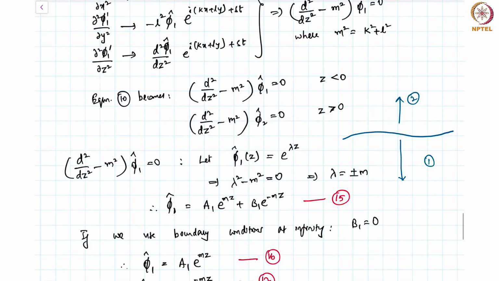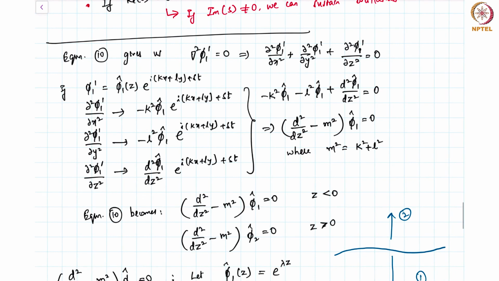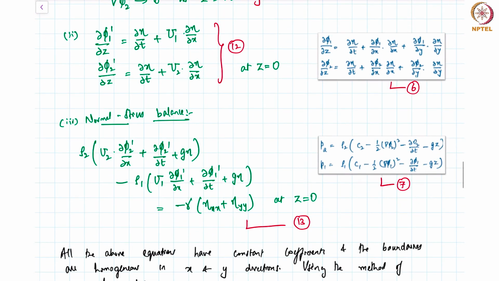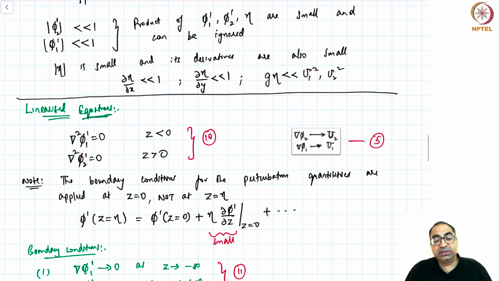And if I look at equation number 13, I can simply substitute phi1 hat and phi2 hat into this equation and the expression for eta and derive the dispersion relation. So let me quickly summarize what we have seen in the lecture today.